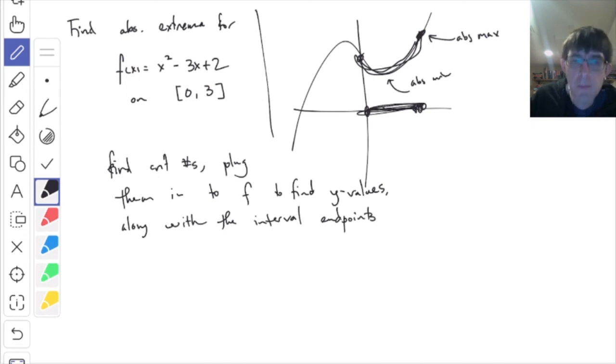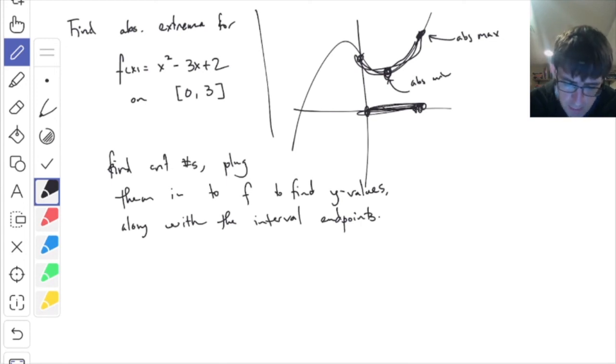Right? Because as you can see in that picture that I drew there, sometimes the absolute maximum and minimum occur at one of the critical numbers, like this one is at this critical number there. But also sometimes they just occur on the ends of the interval. And so you need to check the critical numbers and also the ends of the interval to see where the absolute extrema lie. All right, let's do it.